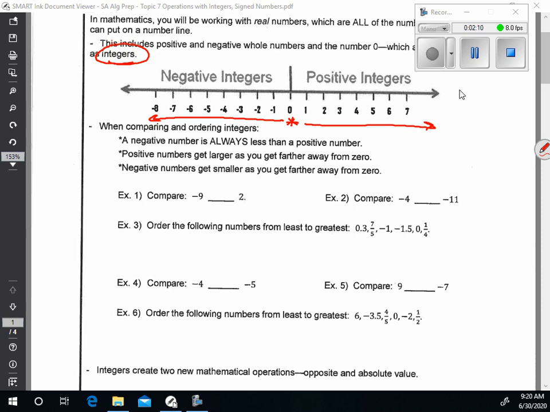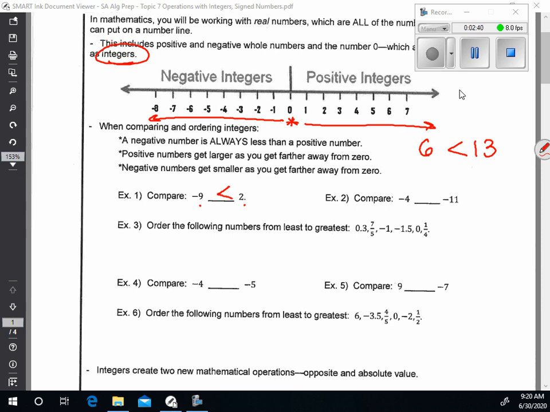Obviously, if you're comparing two positive numbers, 6 and 13, you're looking for which of the two numbers has the bigger value, which in this case would be 13. So 6 is less than 13. With example 1, you have -9 and +2. Remember, a positive number is always bigger than a negative number. So -9 would be less than 2.